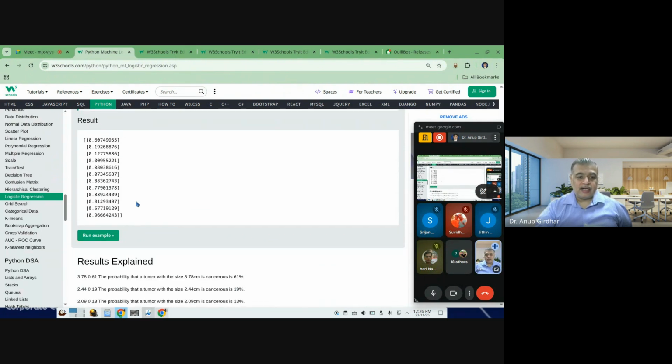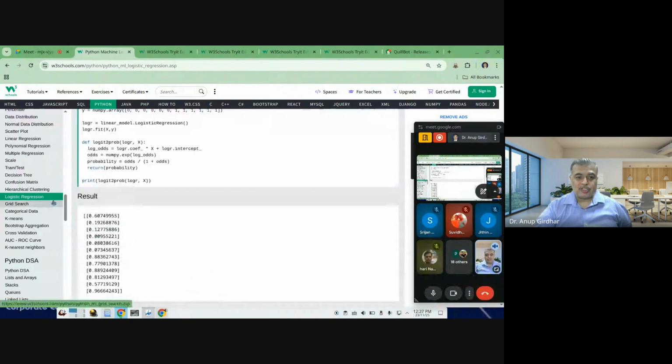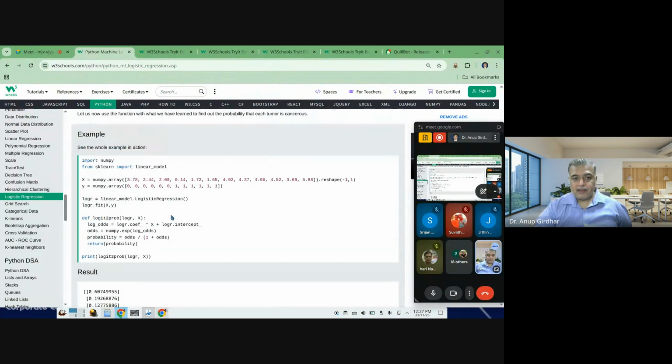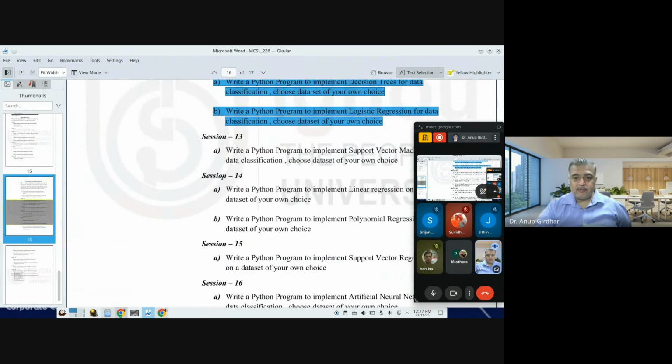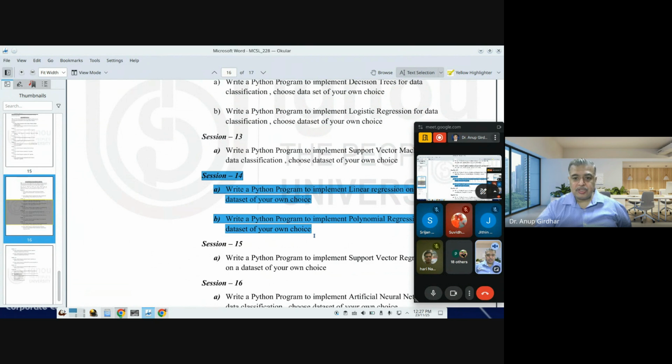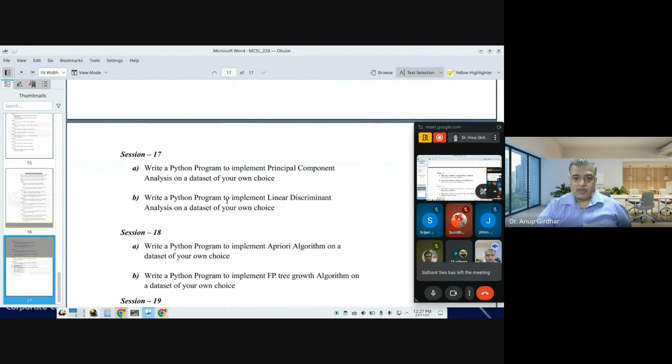You will find that this is a probability-based model, and for that we use logistic regression. Hope things are now clear to all of you. So please go through these sessions. I have explained all these sessions, and I think in the same way you can start working.